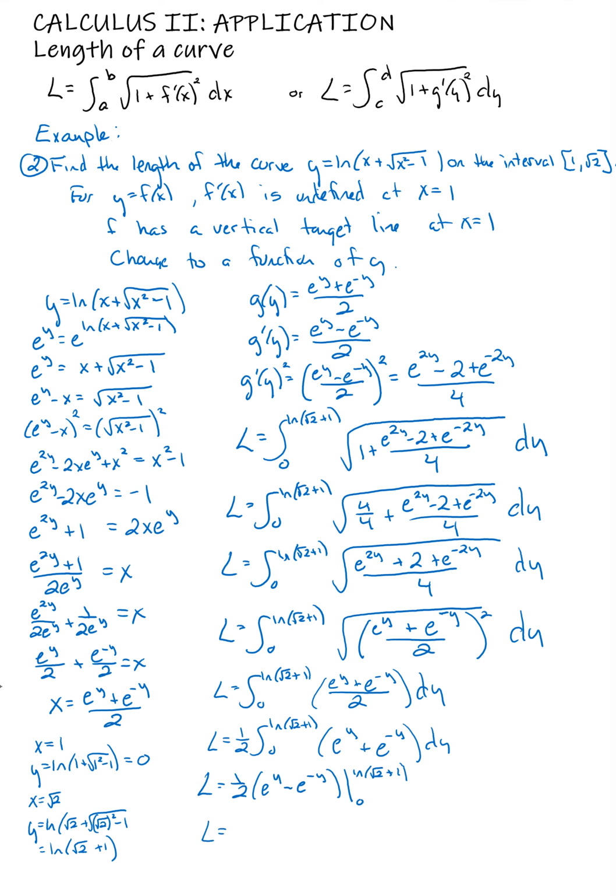Evaluate this from natural log of square root of 2 plus 1 to 0, and 0 between those two. See what you end up with. It should be a 1, believe it or not.